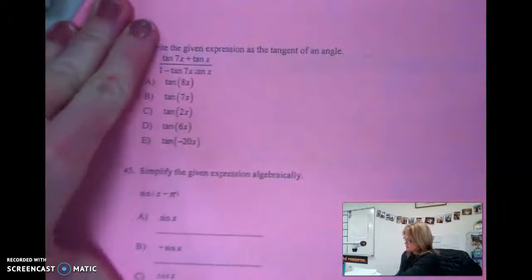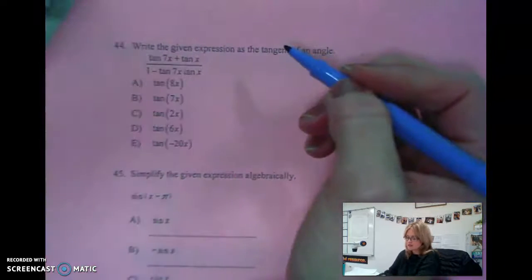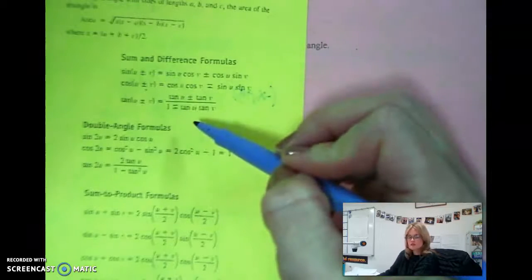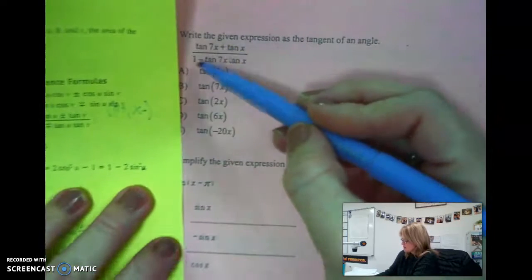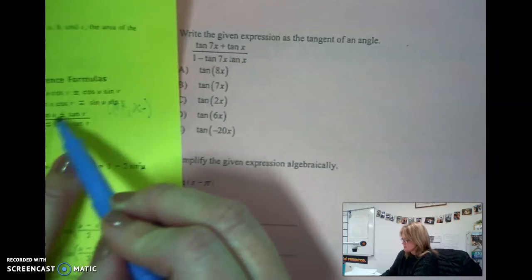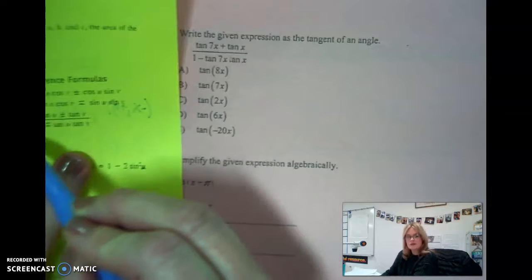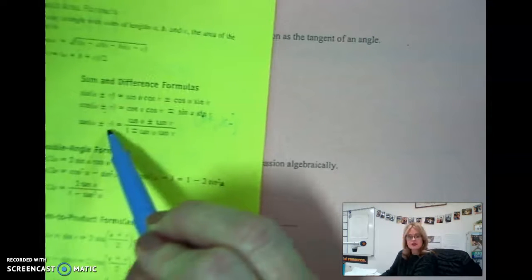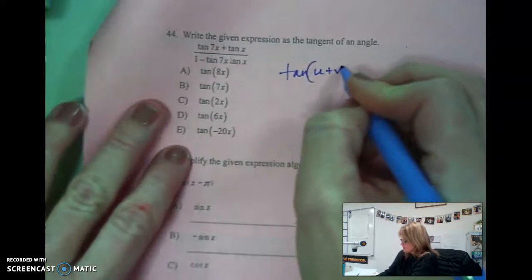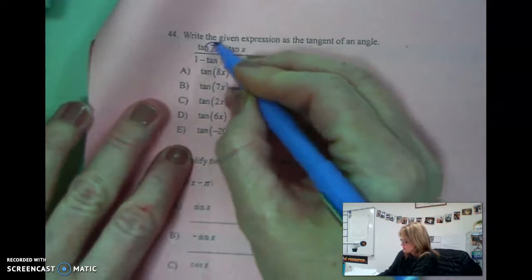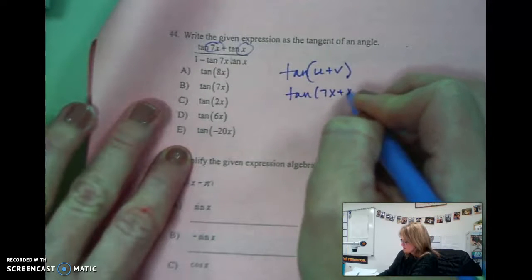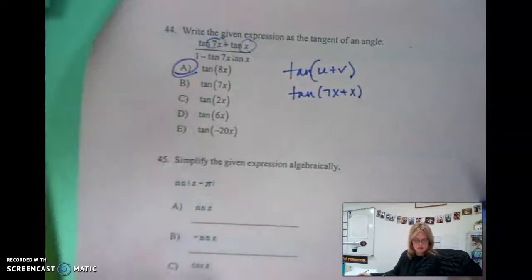It says write the given expression as the tangent of an angle. Again, I see this formula here and I recognize the sum and difference formula. My top sign is positive, my bottom sign is negative. So when the top sign is positive and the bottom sign is negative, that's using the top signs for both. So when I go over here, the top sign is also plus. So this is another tangent of u plus v. U is 7x, v is x. So what is 7x plus 1x? 8x. A.